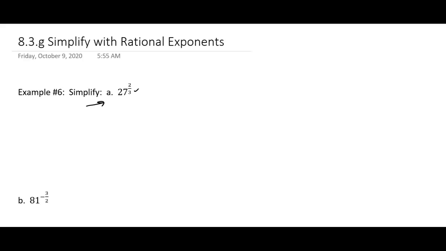So remember, this is going to be the root, the index, and then this will be the exponent. So I'm going to rewrite it as the cubed root of 27, and then I'm going to square that. That's how I'm going to work the problem. So the denominator becomes the index. That's how you're going to know what root to take. And then the exponent, you'll have to raise it to the exponent. But it's easier to do the root first because it makes the number smaller. So if you're like, well, I wanted to square the 27 and then take the cubed root, you could do that, but it's usually easier to have smaller numbers.